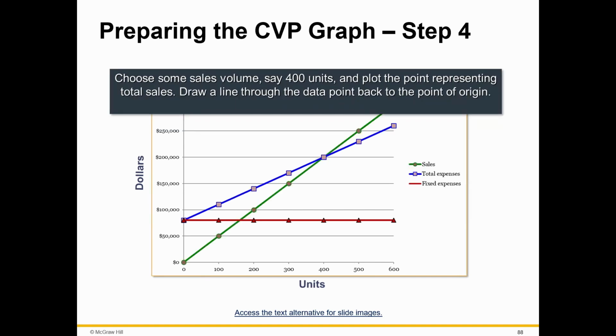And then the next thing that we need to do there is to go ahead and choose our sales volume and then plot the amount of total sales dollars. And then draw a line through the data points back to the origin. And so that is with the green with the little circles, which are our sales, the amount of sales at each one of these different points.